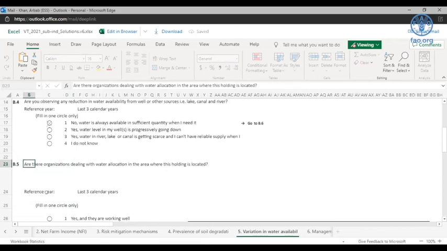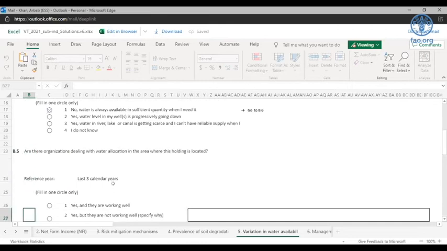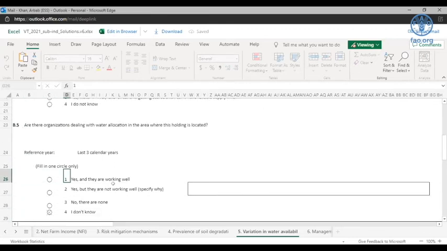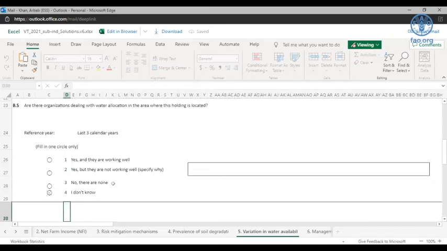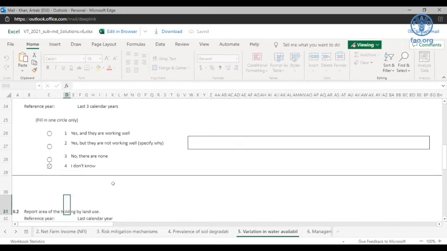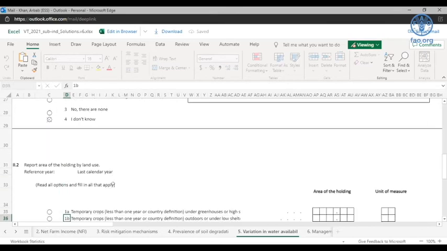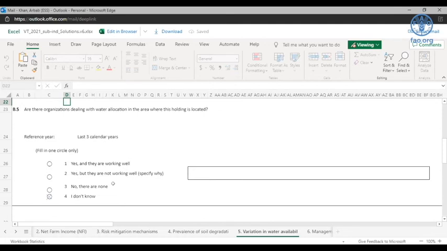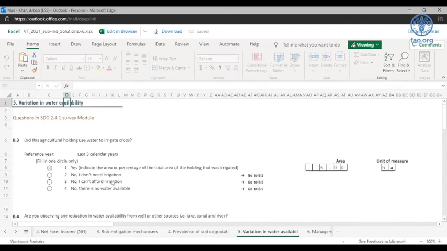Then the follow-up question would be, are there organizations dealing with water allocation in the area where the holding is located? The options are yes, and they are working well. Yes, but they are not working well. No, there are none. I don't know. And of course, the other information that we need is the total area of the holding, which is asked only once. So let's go to the workings.